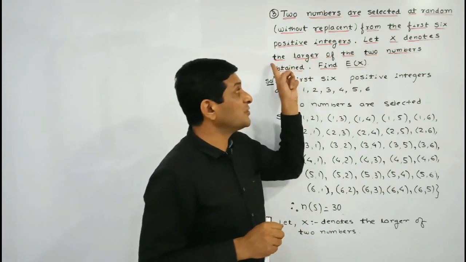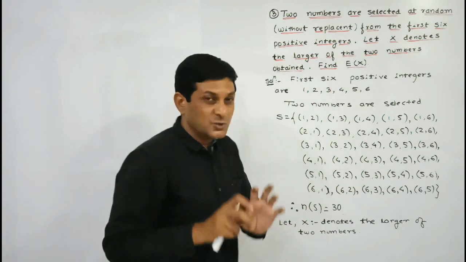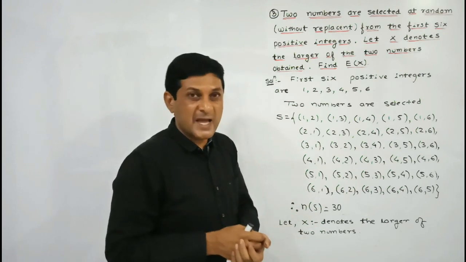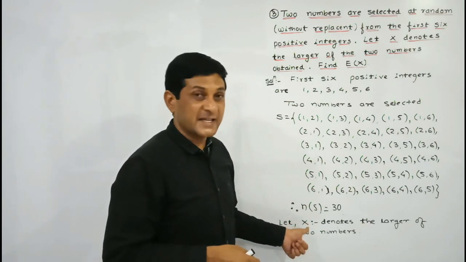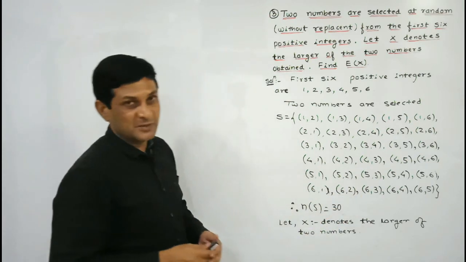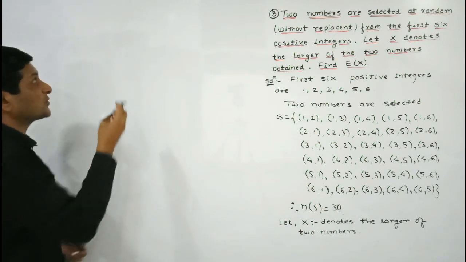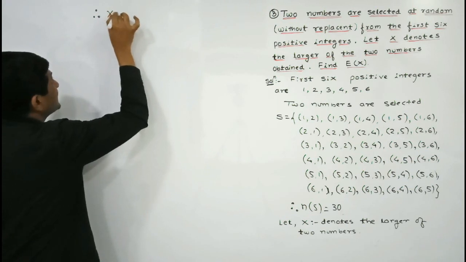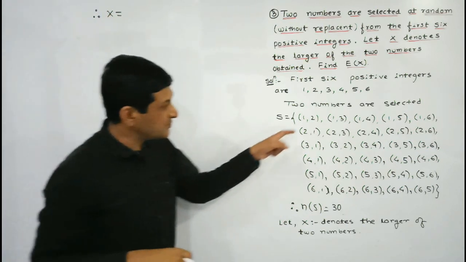X denotes the larger of the two numbers. Of the two numbers drawn, which is the larger number? That is represented by what? x. X denotes the larger of the two numbers. Now let us try to find the possible values of x. If x denotes the larger of the two numbers, so x is equal to, let us see in this case which number is larger?